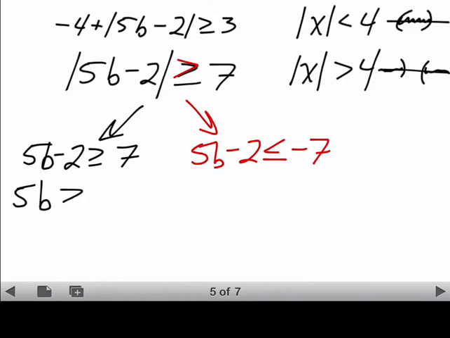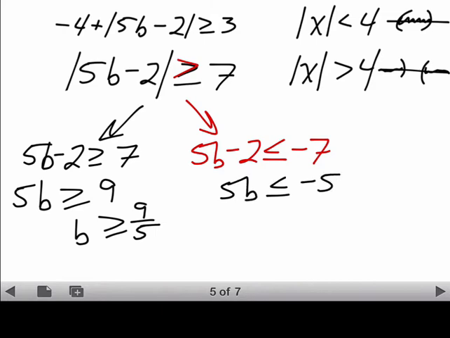So I have 5b is greater than or equal to 9, or b is greater than or equal to 9/5. And for the other inequality, I'm going to add 2 to both sides. So I have 5b is less than or equal to negative 5. So b is less than or equal to negative 1.